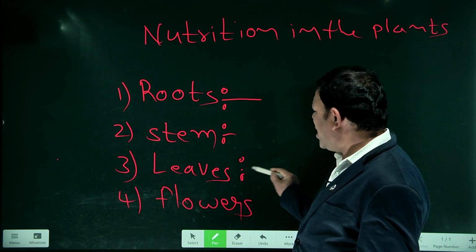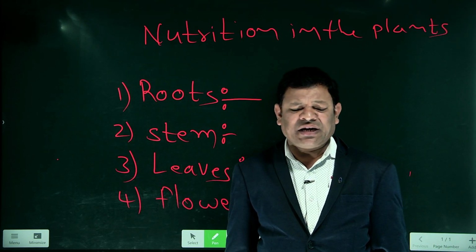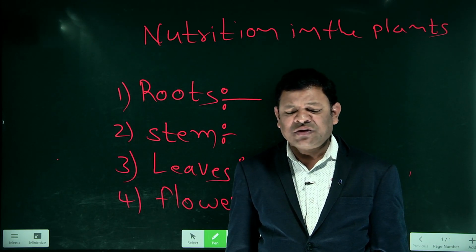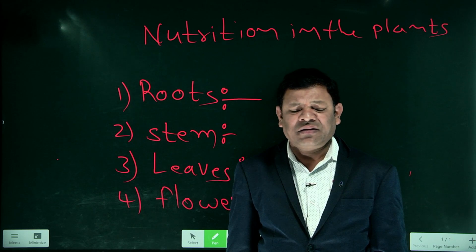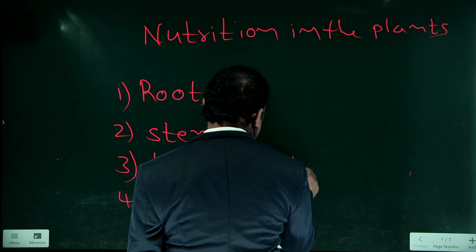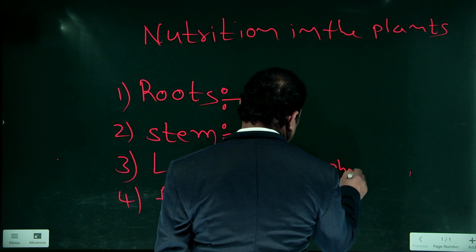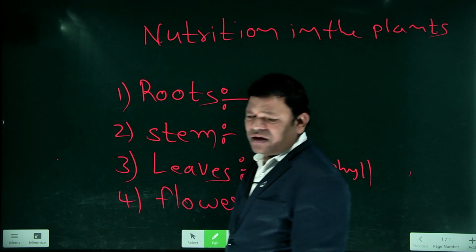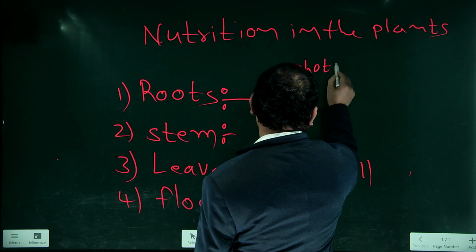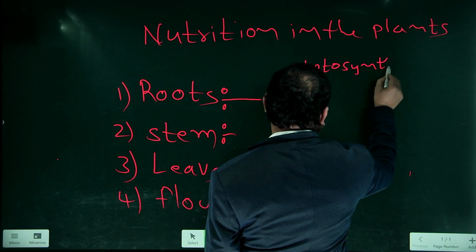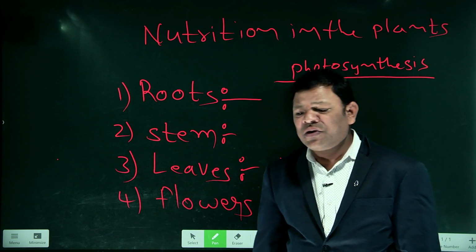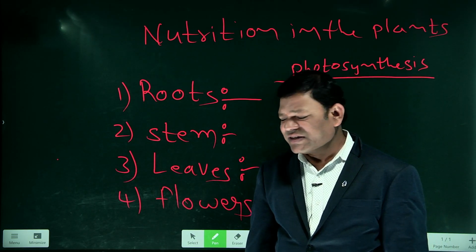So if you see the plants, leaves are present. Leaves are the kitchen of the plant. Food is prepared in the leaves. That's why leaves are called the kitchen of the plant. Leaves are green in color because the chlorophyll pigment is present. The food making process in the plants is called the photosynthesis process. Green plants prepare their own food through the photosynthesis mechanism.